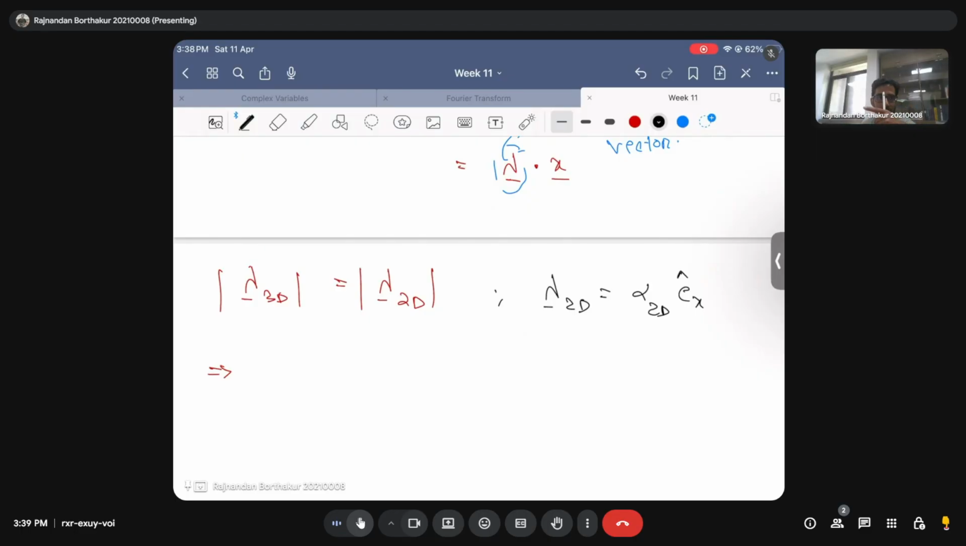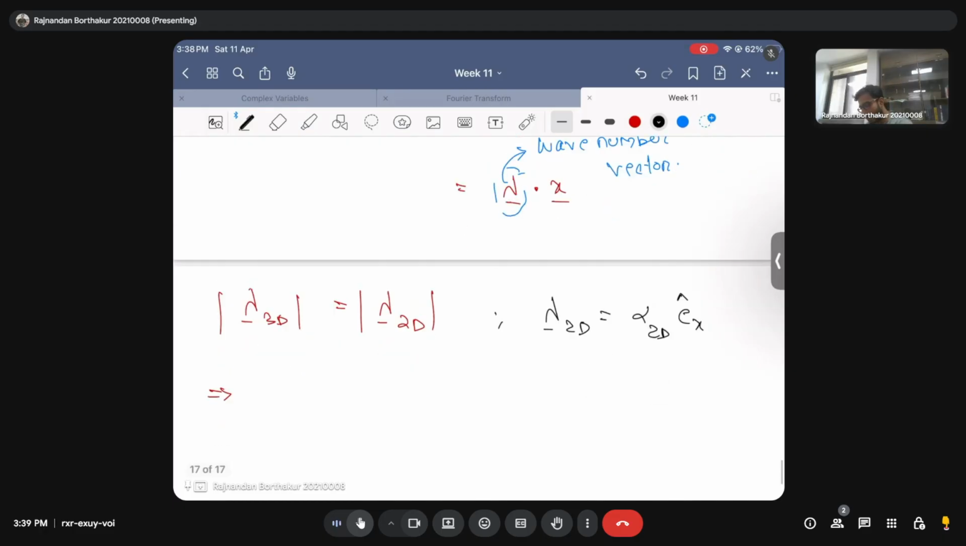You cannot discard z because your flow itself is varying along z, and you cannot discard x here because the base flow is in the x direction, which means the only direction which you can discard without sacrificing the physics of the problem is the y direction. And that's why in lambda 2D I can have a wave number which is alpha 2D times ex and not alpha 2D times ey. This is important to realize.